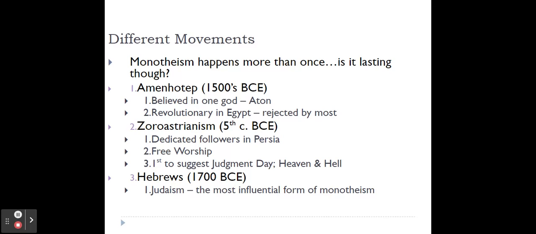And then we get the Hebrews, and we're going to talk more about them next week. The Hebrews are the first true believers in monotheism, in that this is the group that gets monotheism to stick. These are the founders of Judaism around 1700 BCE. It is the most influential form of monotheism because, like I said, it is the one that stays around. And we're going to see that Christianity and Islam have their roots in Judaism. So the three monotheistic religions that are still around today tie back to the Hebrews and the founding of Judaism, which is the first major monotheistic religion that is still going to be practiced today.